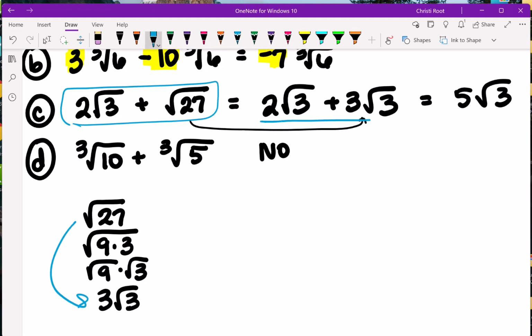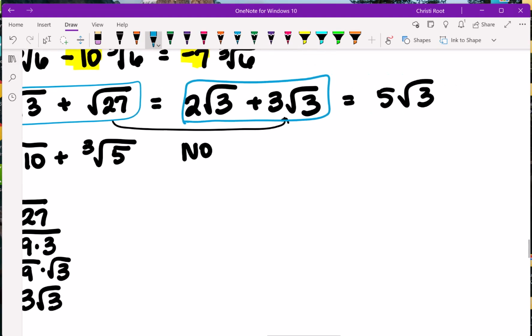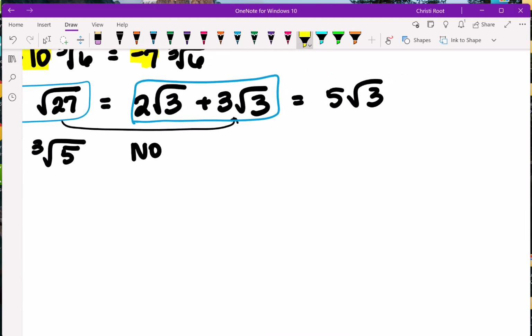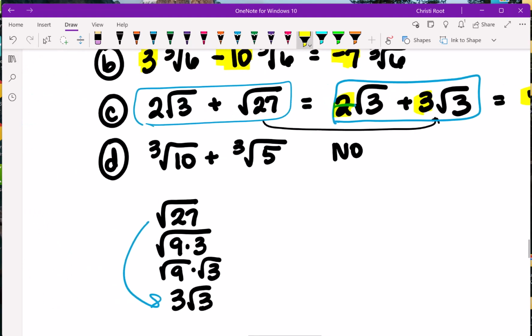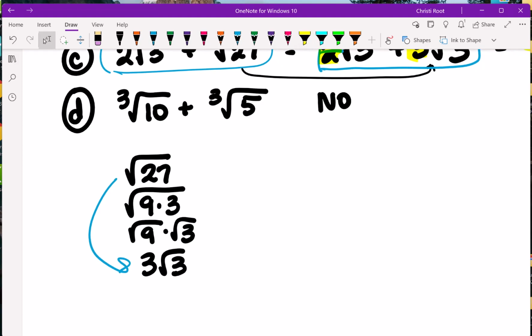So if you look now, when you simplify it, you can add them together. So 2 plus 3 gives me 5. And if you look at the last one, you can't do anything about it. You can't even simplify it to fix it. They are just 2 different radicands, and there's nothing that you can do.